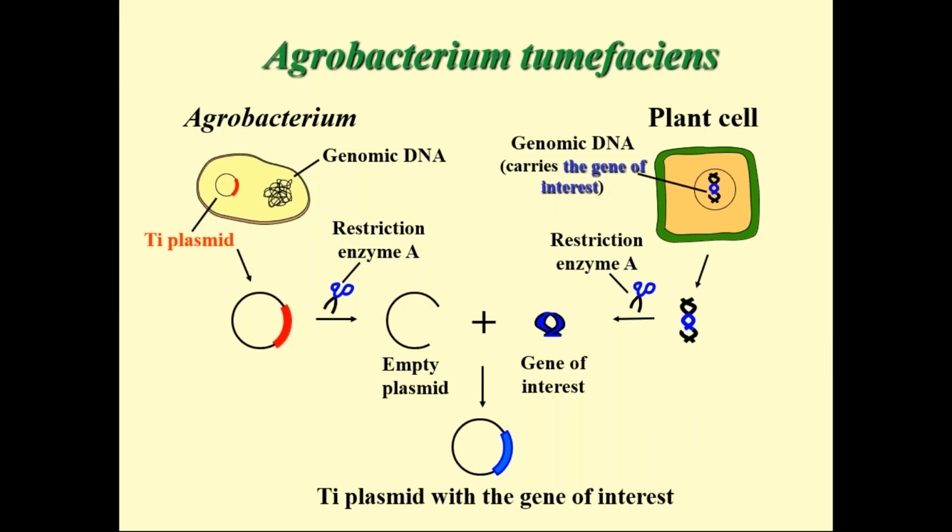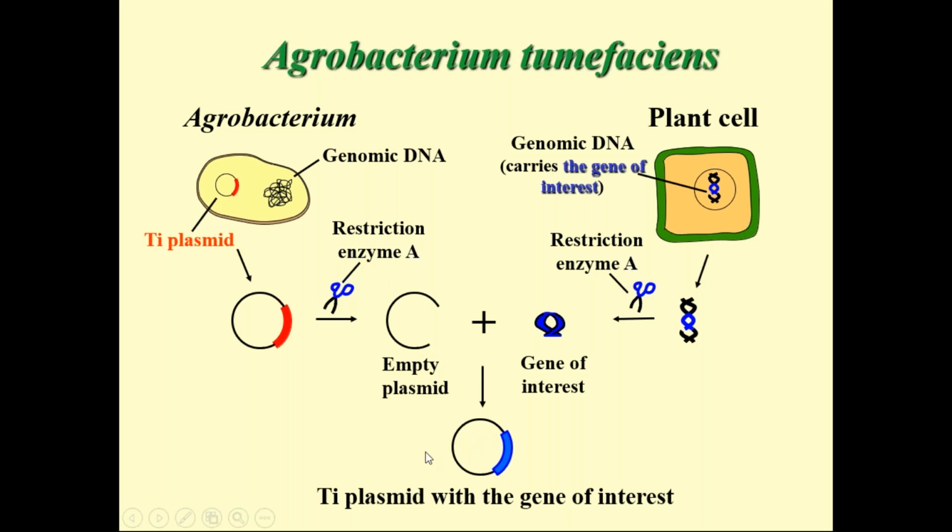So in Agrobacterium tumefaciens mediated transformation, what is done is the plasmid is isolated from the agrobacterium. It is cut with the restriction enzyme A so that it's got the same ends. The DNA from the plant cell that you are interested in transforming, or bacterial cell that you are interested in transforming, you isolate the DNA, and then you cut it with the same restriction enzyme. So when you cut with the same restriction enzyme, you have what are called sticky ends at these two. So you have the empty plasmid, you have the DNA. The DNA will join, and what you get is the TI plasmid with the gene of interest.